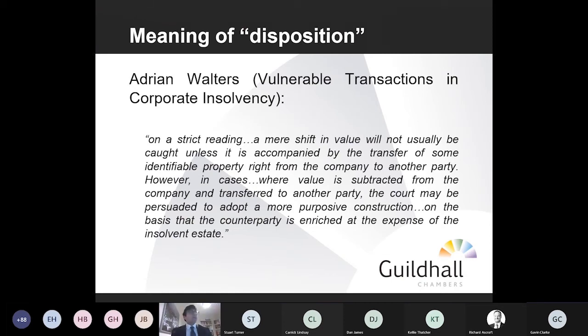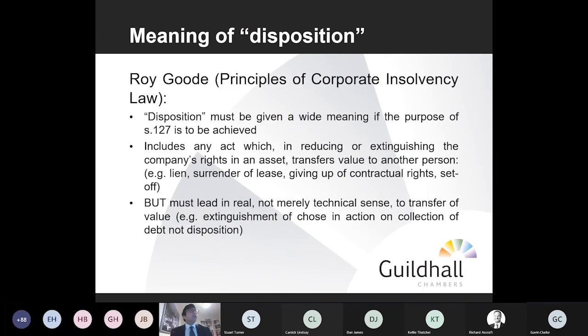And this really hits the nail on the head, and this theme is picked up by Professor Goode in his seminal Principles of Corporate Insolvency Law, in which he suggests that the word disposition needs to be given a wide meaning if the purpose of section 127 is to be achieved. And so he suggested that disposition must include not only a transfer of a tangible asset, but any act which, in reducing or extinguishing the company's rights in an asset, transfers value to another person.